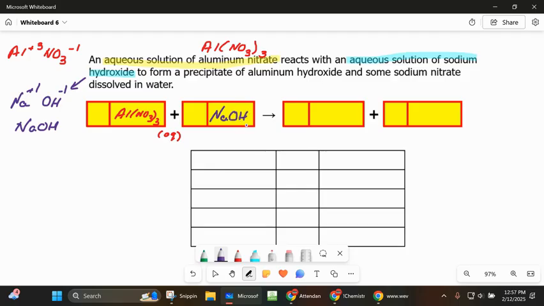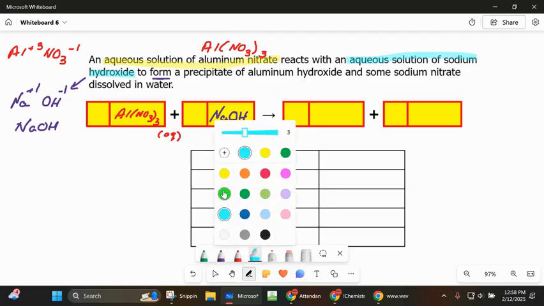Now no parentheses here because I didn't need to put a number by the OH group. But I am going to put AQ. All right. Now, to form. Form is an important word here because it means now I'm shifting over to the other side of the equation, to what is after the arrow. To form a precipitate of aluminum hydroxide.